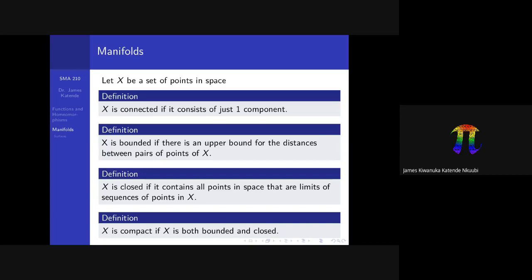We say that X is bounded if there is an upper bound for the distances between pairs of points of X. What this simply means is, if I pick any two points in X, the distance between those two points will not exceed some number that I know. For instance, an example is a circle of radius 2. If I pick any pair of points inside the circle, the distance between those two points cannot be greater than the diameter of the circle. So what is the upper bound for the distance between those two points? Can someone tell us?